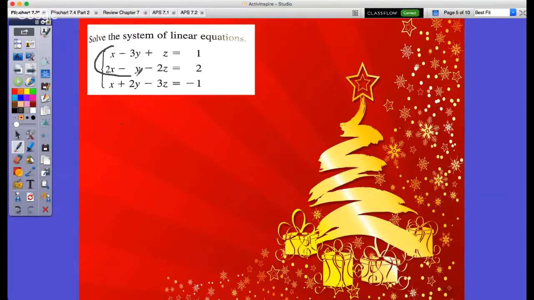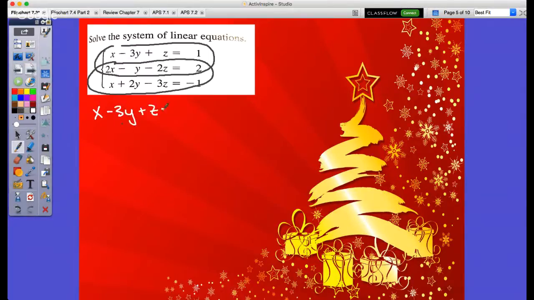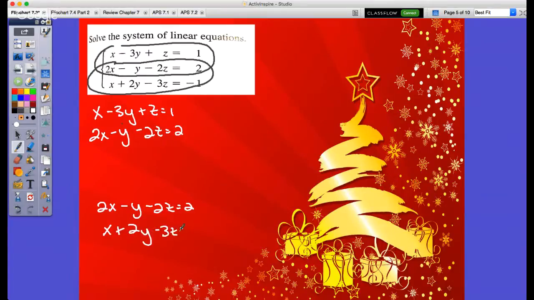Let's say I was going to combine the first and second and the second and third. In this example, I could actually bring these down if you see it here. So this would be x minus 3y plus z equals 1. And I'm going to combine that with 2x minus y minus 2z equals 2. And then for the second and third one, I'll put 2x minus y minus 2z equals 2. And then the same third one would be on the bottom.